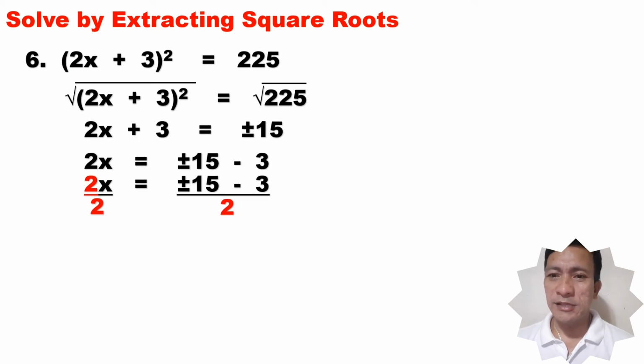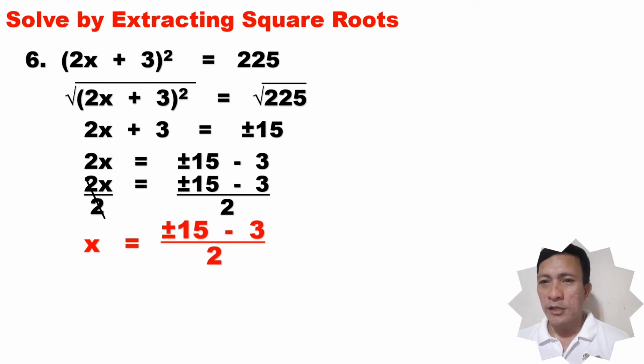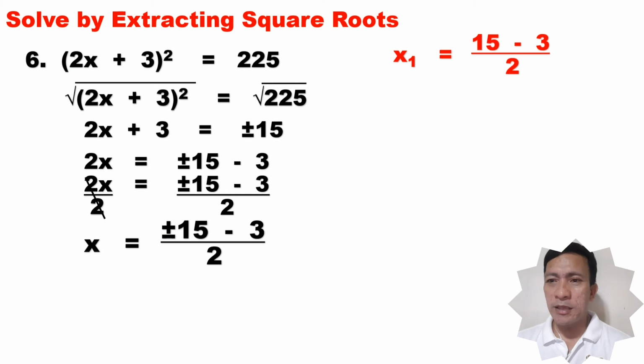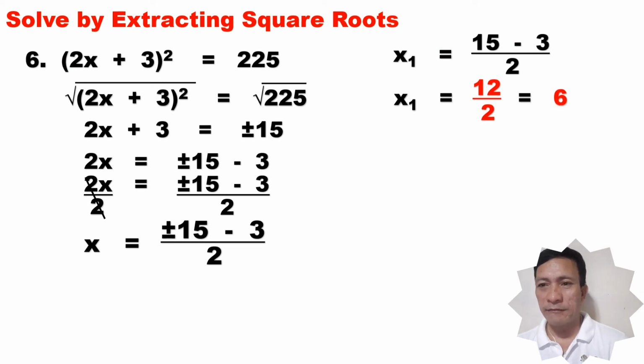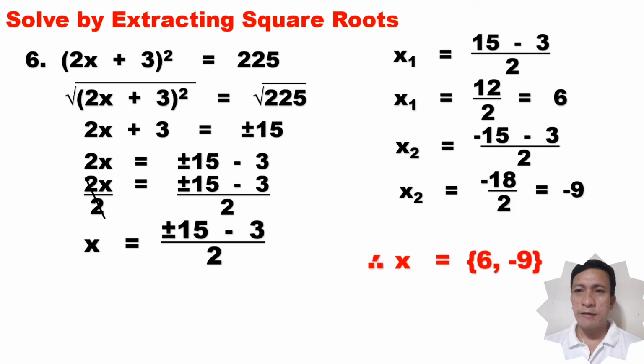Divide 2 both sides, cancel 2 from x. Our temporary values of x is plus and minus 15 minus 3 all over 2. So our x sub 1 or the first value is 15 minus 3 over 2. 15 minus 3 is 12 divided by 2 equals 6. For the second value, negative 15 minus 3 equals negative 18 divided by 2 equals negative 9. Therefore, the values of x are 6 and negative 9.